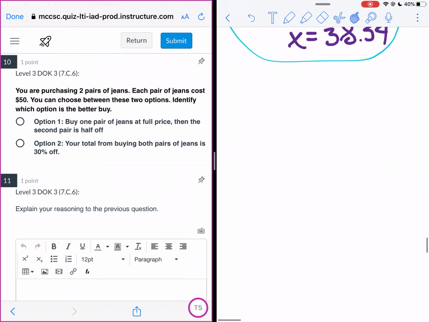Alright, you are purchasing 2 pairs of jeans. Each pair of jeans costs $50. You can choose between these 2 options. Identify which option is the better buy. Option 1, buy 1 pair of jeans at full price, then the second pair is half off. Or option 2, your total from buying both pairs of jeans is 30% off.